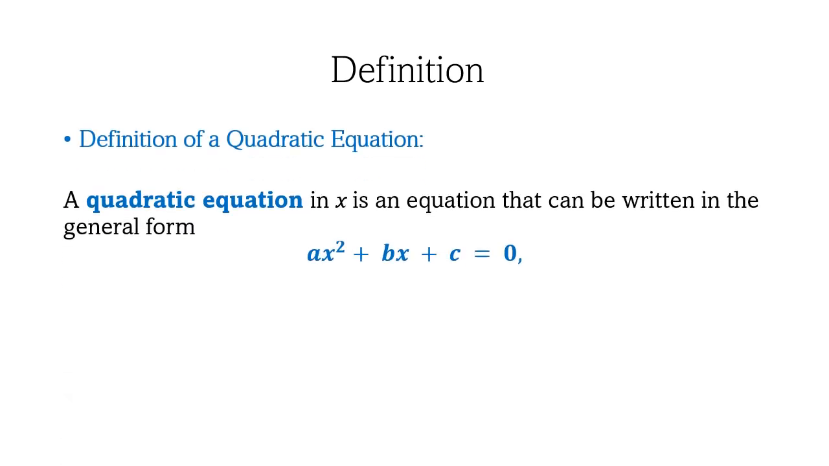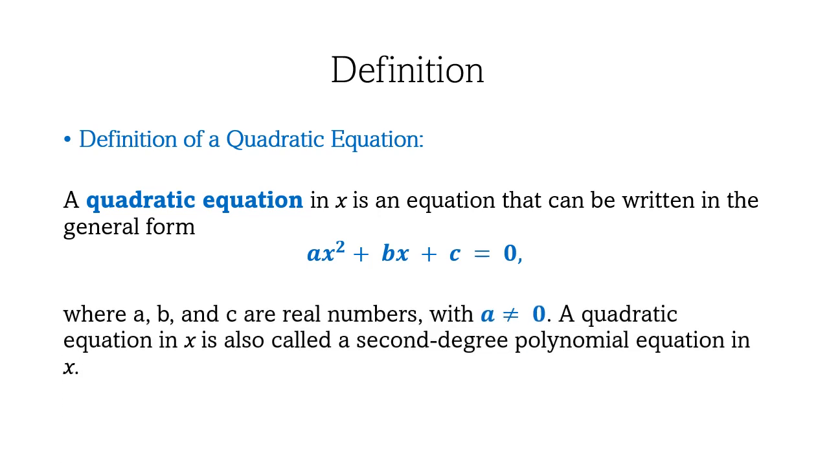So let's define what we mean by a quadratic equation. Any equation in the form ax squared plus bx plus c equals 0, where a cannot equal 0, is a quadratic equation.